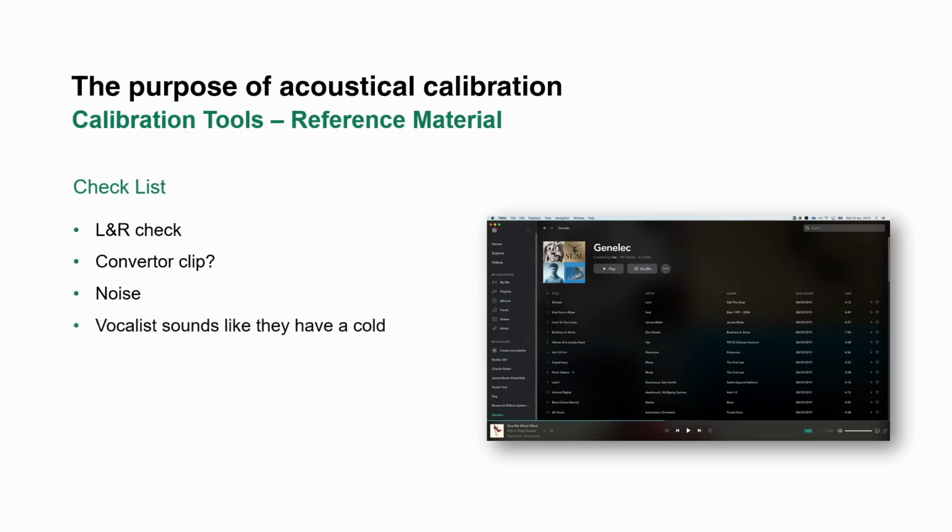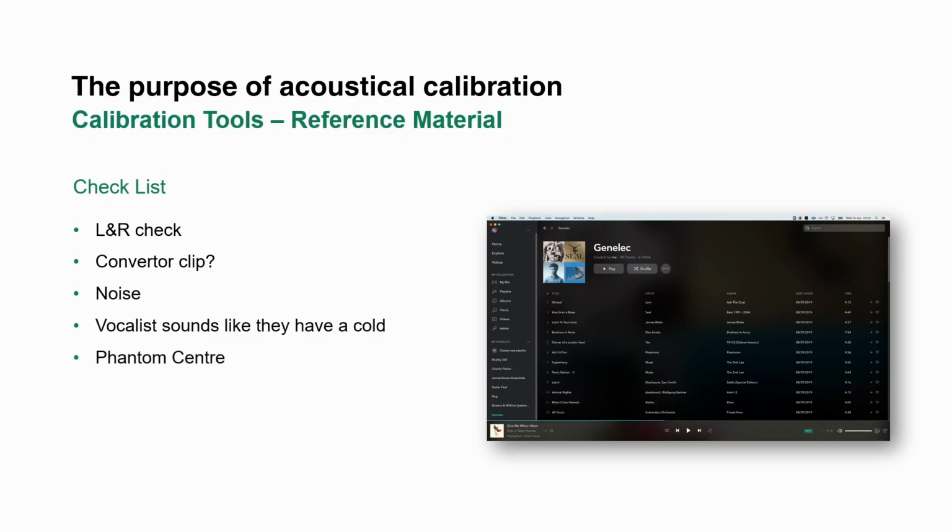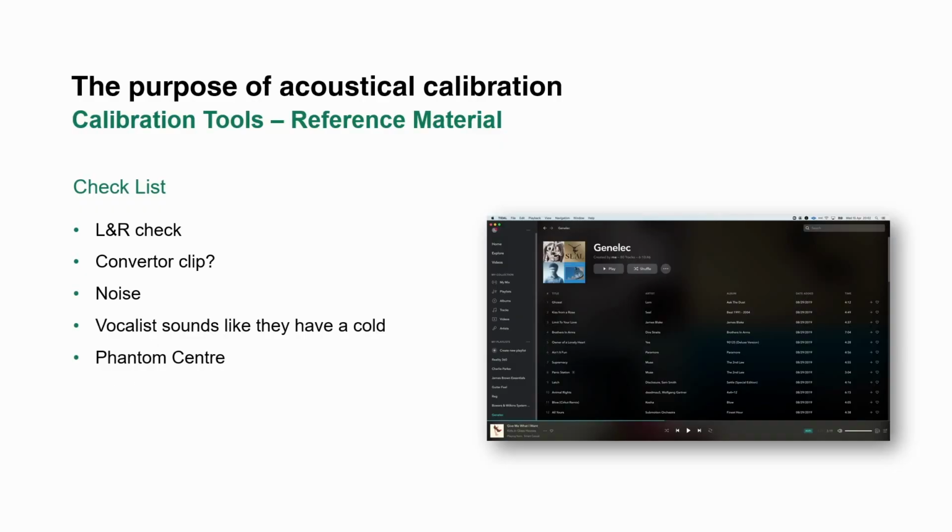Cues like a vocal sounding cloudy, or like the vocalist has a cold, may be down to desktop reflections or the speakers being positioned quite close to the desktop. How solid is the phantom center? A vague phantom center can be an issue with improper placement or a level mismatch between the monitors. Also, level mismatches can be down to the aiming, so our imaging may seem vague. And that can also be a level issue too.